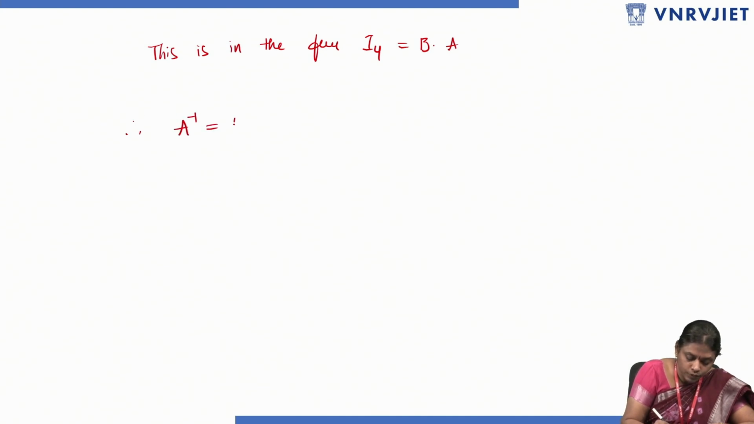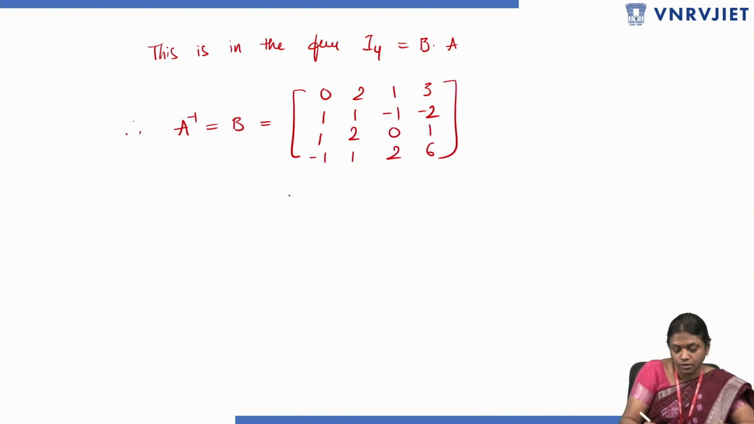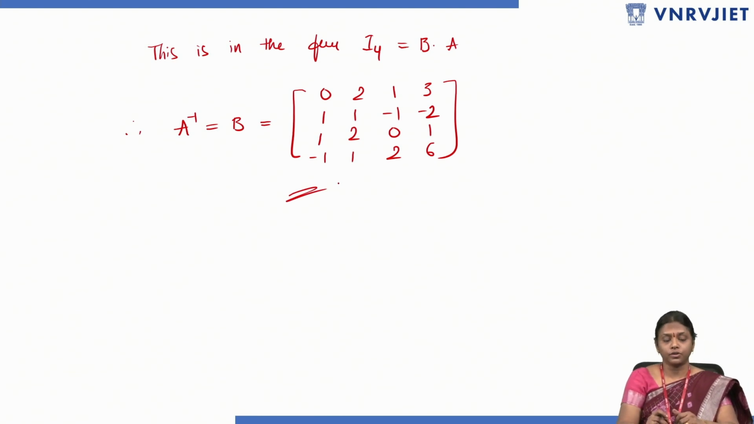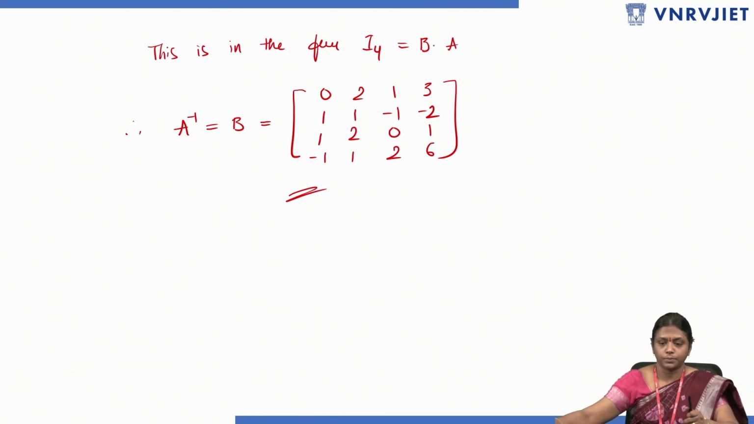Now we'll write this in the form identity matrix of order 4 by 4, which is equal to capital B into A. Therefore, the inverse of matrix A, A inverse, that is capital B, is equal to 0, 2, 1, 3, 1, 1, -1, -2, 1, 2, 0, 1, and -1, 1, 2, 6. So we got the inverse of the matrix by using the above steps.